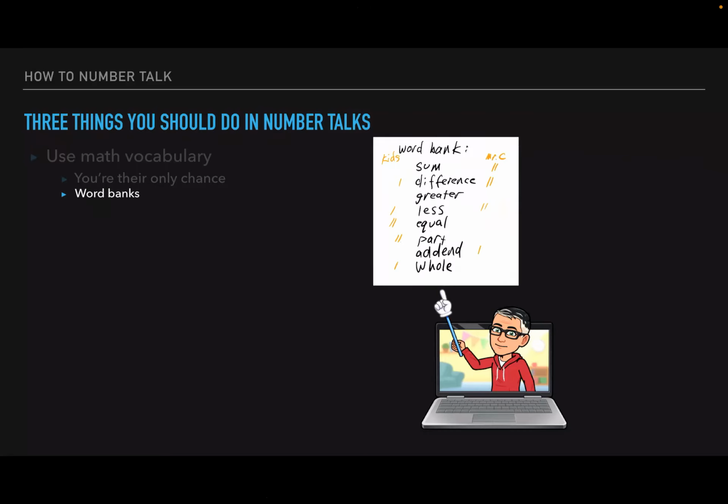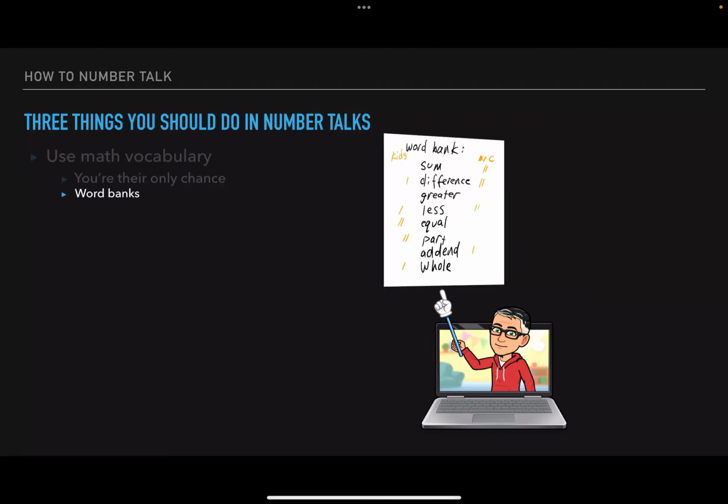Word banks are good for this. Put one up when you're going to start your number talk. And here's an example of something I've tried in the past where I've kept score. You can see I give the kids a tally mark if one of the kids uses one of those vocabulary words, and then I'll give myself a point if I use it. It's anything you can do to convince them that it's important for them to use these words in conversation and when you're talking about math and number talks.